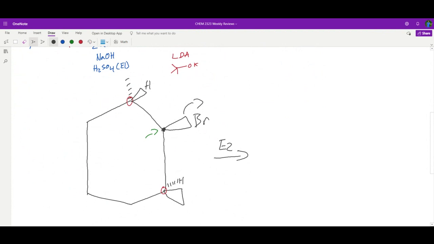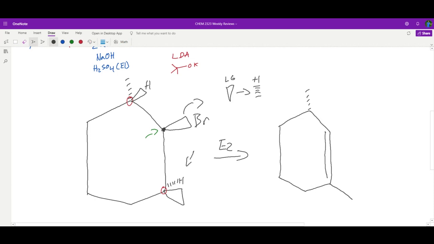Okay. All right. So my leaving group, our leaving group, is on a wedge. Okay. So that means we are looking for a dash hydrogen, which is going to be right here. Okay. So that means we are going to form our product right here. Okay, so a couple of things.